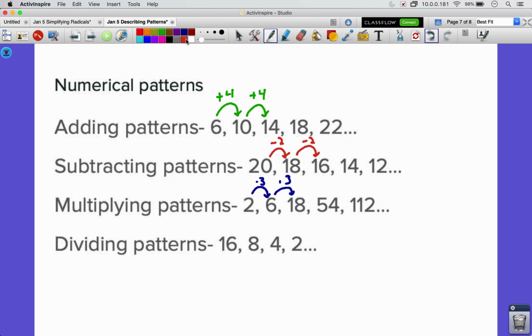And then dividing patterns. In a sequence, the numbers are normally called terms, by the way. But to get from one term to the next, we're continually dividing by the same number. So what you're doing is the same each time, but the number that you're doing it to keeps changing. And then you just continue on using that same pattern, where the output from the previous step becomes the new input for the next step.